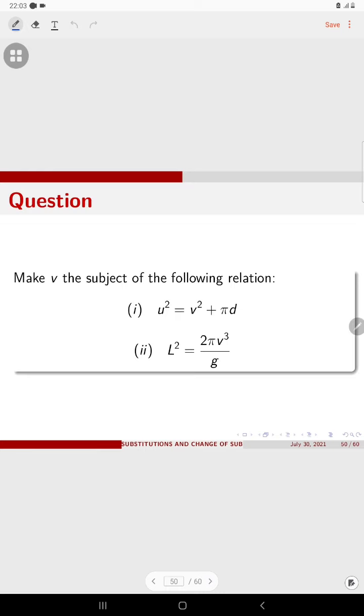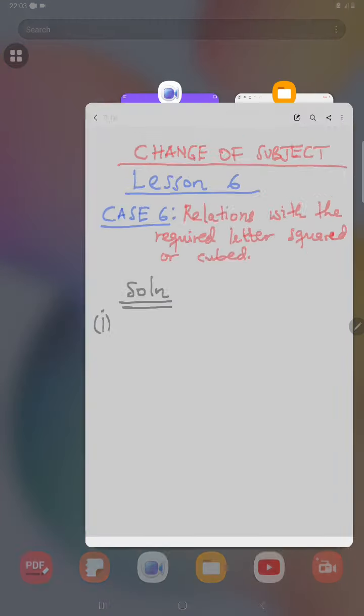This is a very nice example. We are making Vn the subject in each case. So the first one, we have u squared equals Vn squared plus pi d. And the second one, we have L squared equals 2 pi V cubed over G. So let's look at how we can solve this question.